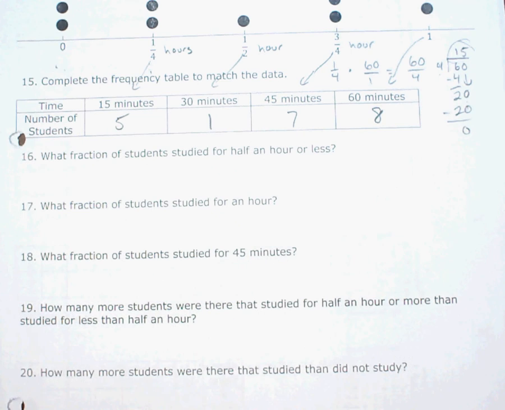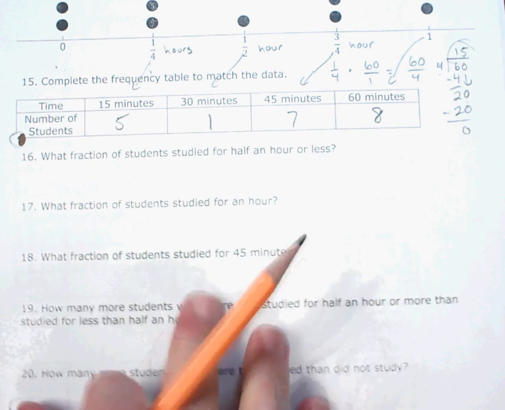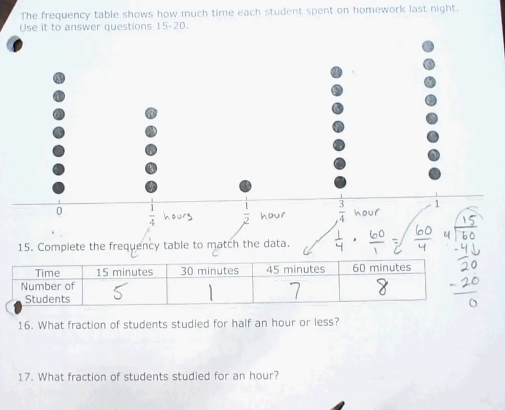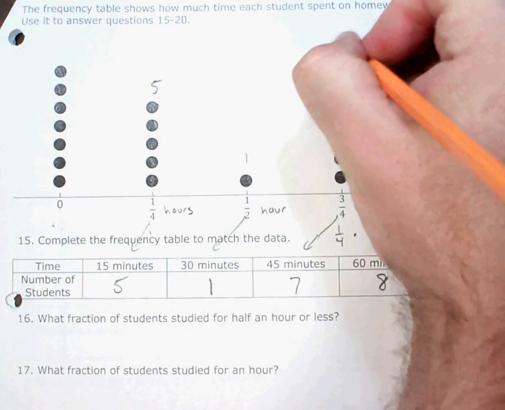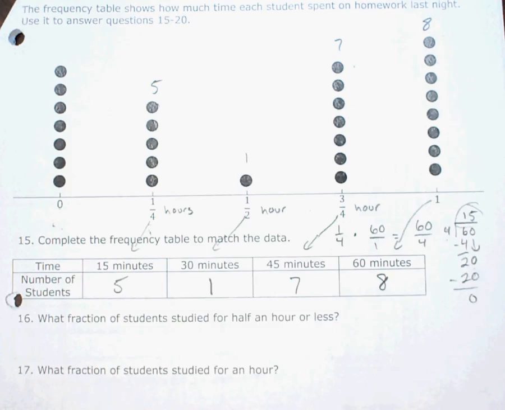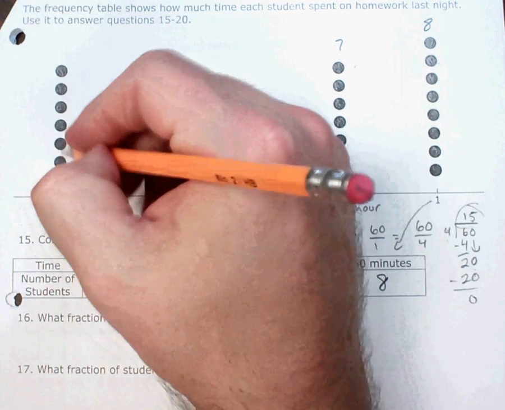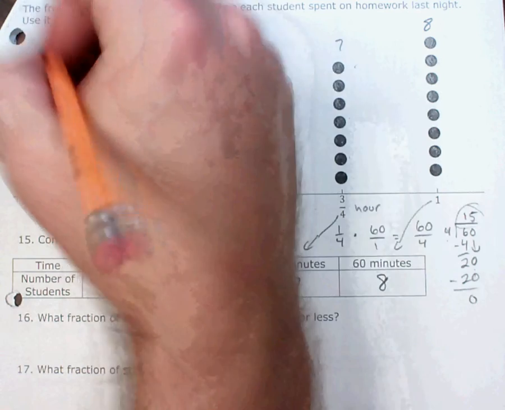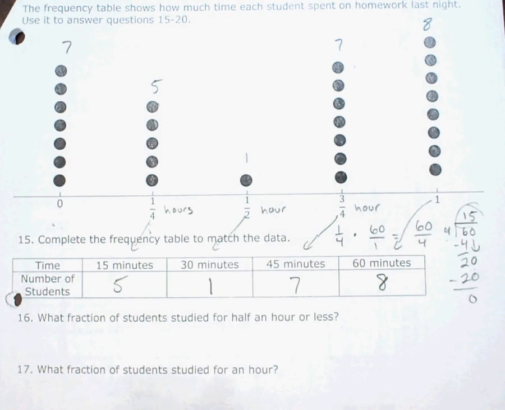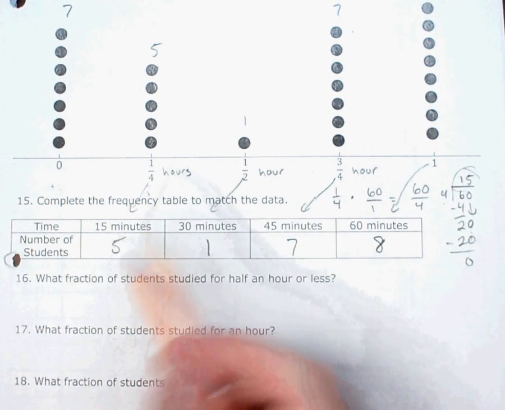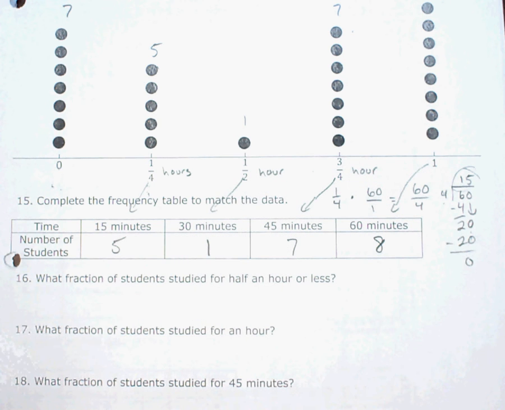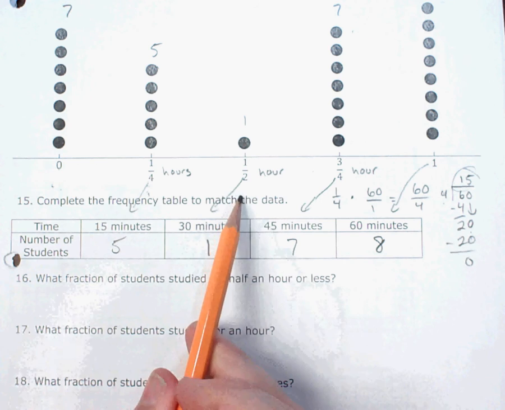We could use the frequency table, but it's probably a better idea for us to use the dot plot and just label the dots to make it a little easier. I'm going to label the 0, 1, 2, 3, 4, 5, 6, 7, because we're going to be asked to set up some fractions. This will help us remember what goes with what, depending on if we're asked for the fraction of an hour or if we're asked for the minutes.